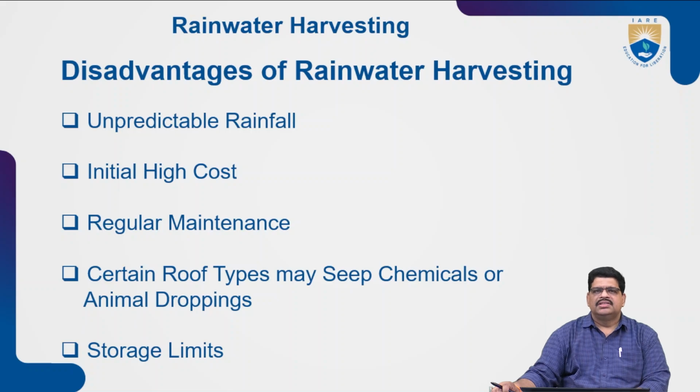Why initial cost? You have to provide the pipelines, filters, and harvesting pits. Some materials also have to be used for rainwater harvesting. Next, regular maintenance is needed. This is not difficult, but the techniques have to be maintained regularly. Next, certain chemicals, animal droppings, and storage limits of the rainwater are also disadvantages of rainwater harvesting.